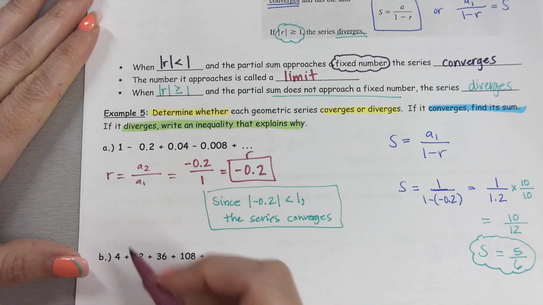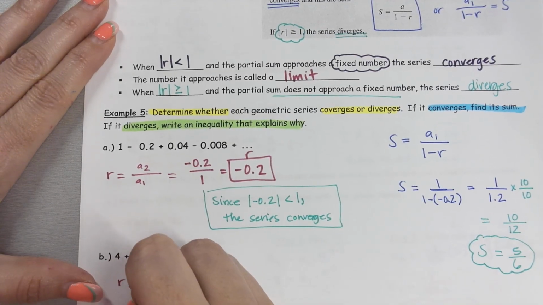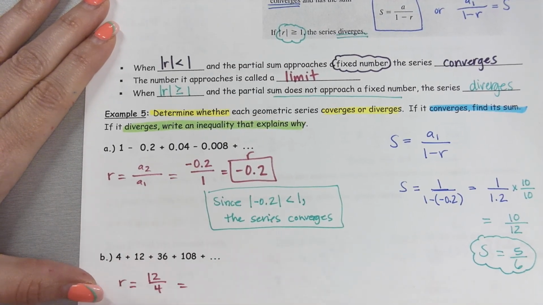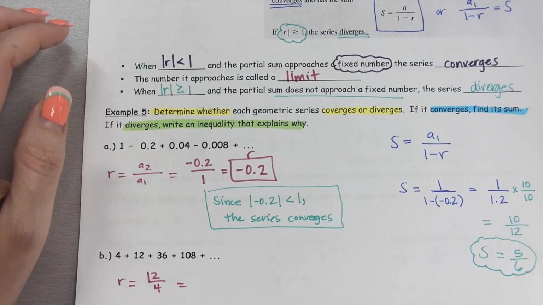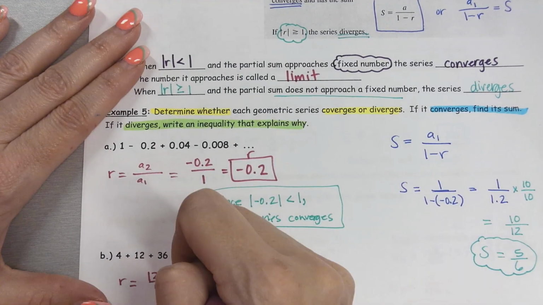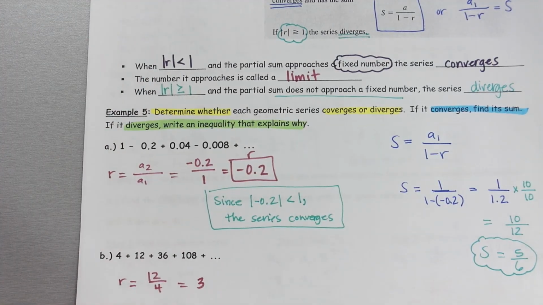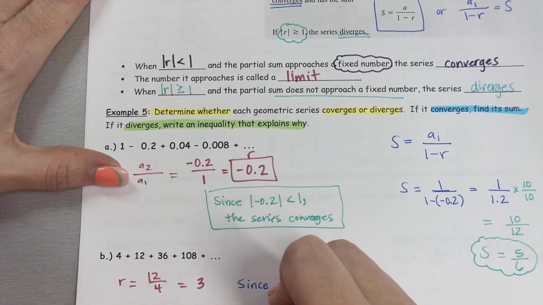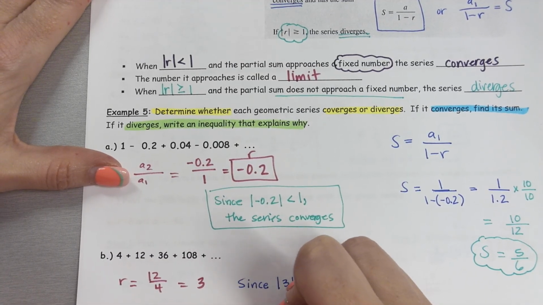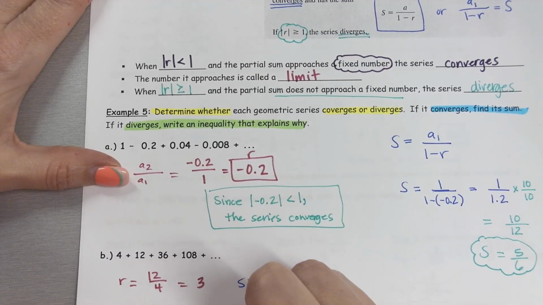Alright, and then what did we get for our R for B? Did we do that already? Yes. Okay, great. So if you have that value that is greater than or equal to 1, all you have to say is this: since the absolute value of 3 is greater than or equal to 1, the series diverges.